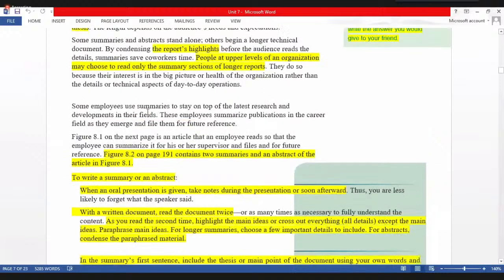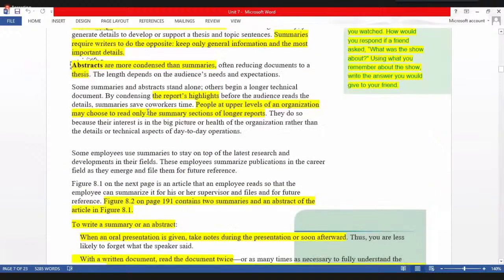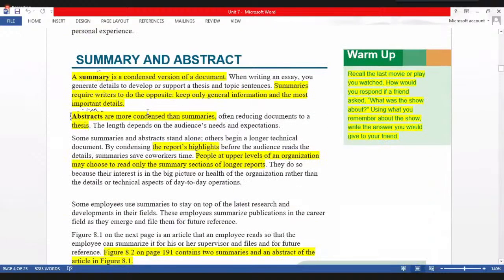So what we do here, see, here you have the summary and then the abstract. Suppose you have a certain text, and I ask you to write a detailed summary of the text. And I again give you another question, write a short summary of the text.